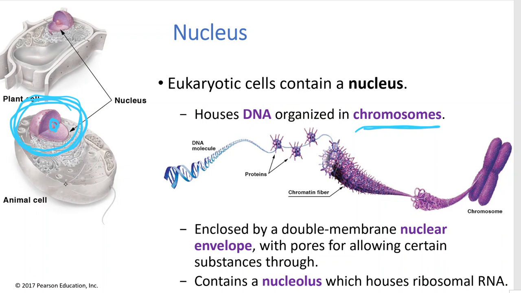I should also mention that this nucleus, remember, is a membrane-bound organelle, which means that the nucleus has its own plasma membrane that surrounds it. But in the case of the nucleus, it's a double membrane. So it actually has two nuclear membranes that surround it to keep it very much protected and to really help regulate that flow of material into and out of the nucleus.